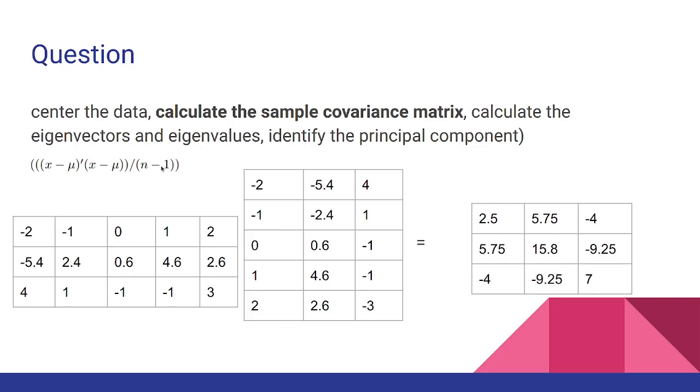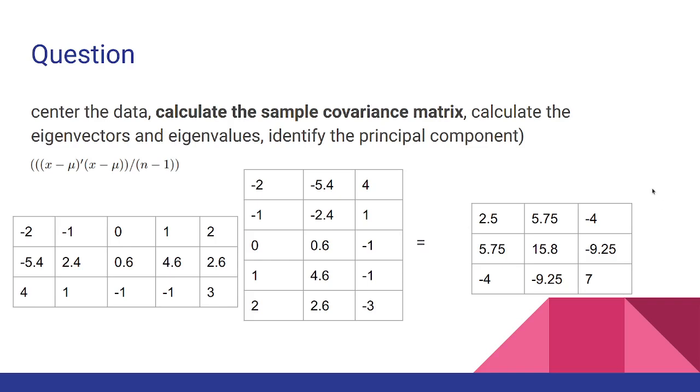We have to divide it by n minus 1, so n here is 5. You have 5 data points, so n minus 1 is 4, and here we are getting the value 10. 10 divided by 4 is 2.5. Okay. So that is what we have to calculate.